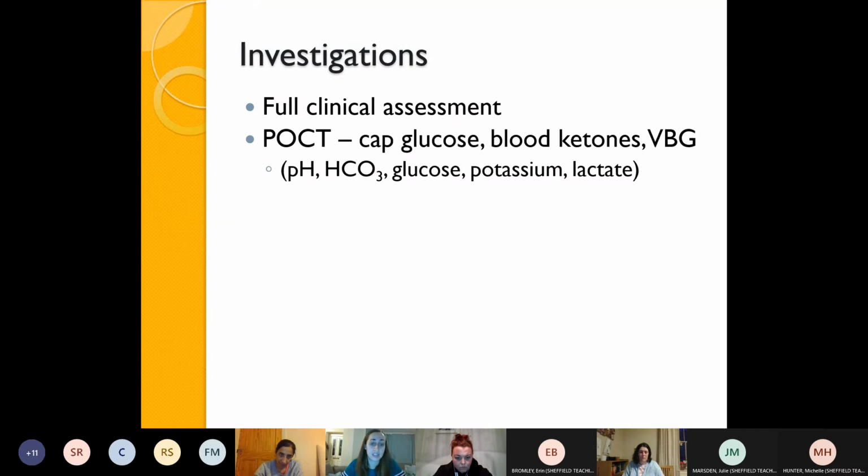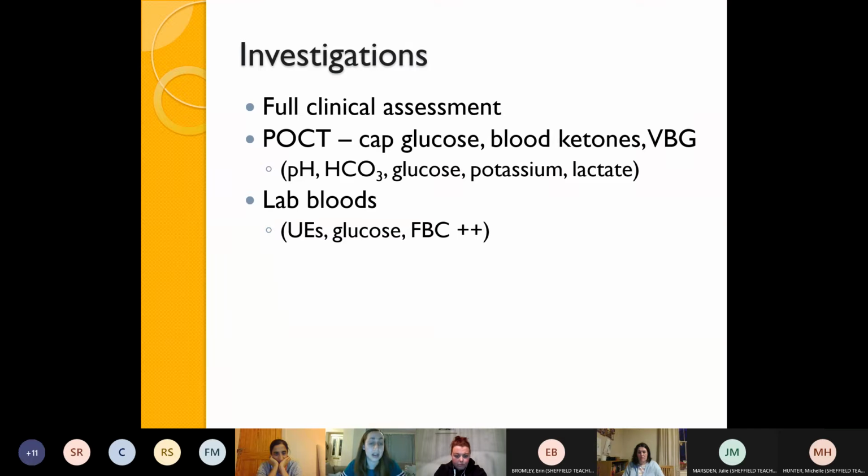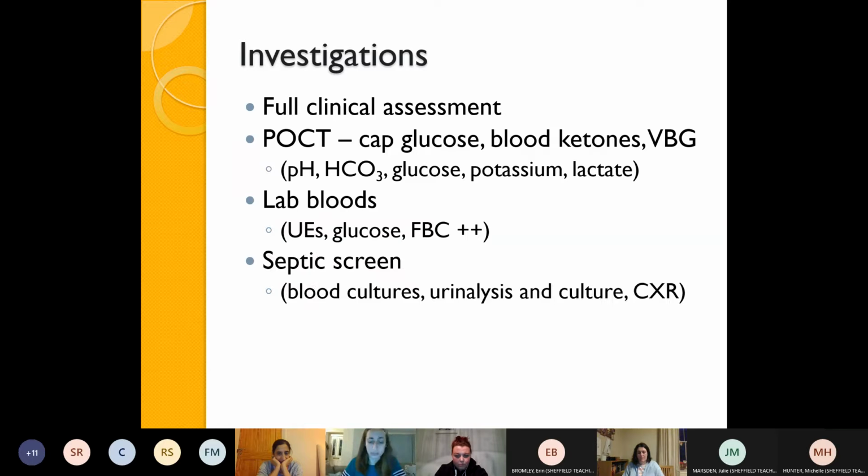So those investigations, we can do point of care testing with capillary glucose, blood ketones, and VBG. VBG is useful for many things, but we can obviously monitor the glucose. The capillary blood glucose monitors only go up to 28.7, I think, so anything higher than that, we do need a VBG. It also gives us a quick turnaround for the potassium instead of waiting for UNEs, and lactate, as well as looking at the acidosis. Lab bloods can be sent off.